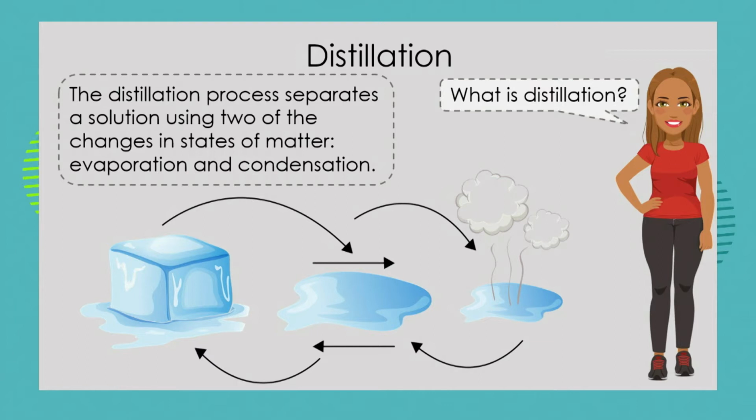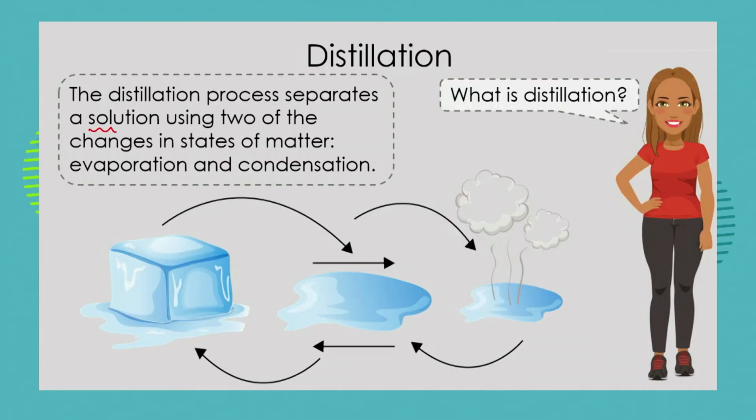Well, today we're going to look at a far more complicated process called distillation. And we're going to examine how we can use this process to separate the mixture, which is also a solution, as we looked at with evaporation. And here we're going to make use of evaporation and condensation in order to distill two different substances.